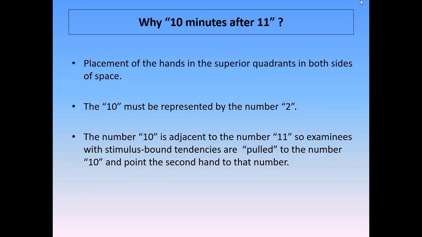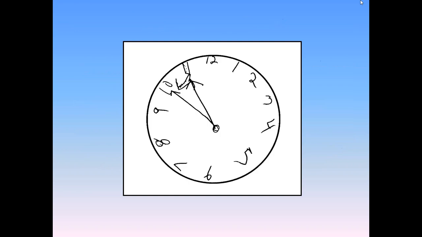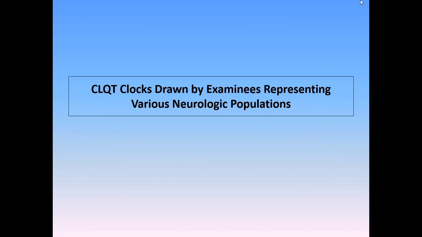And the 10 must be represented by the number 2 to do 10 minutes after. But the number 10 on the clock is adjacent to the number 11. So if the examinees have stimulus-bound tendencies, they're pulled to that number 10 sitting right beside the 11, and they point their hand to the 10, and here's an example of someone doing just that, and not pointing with the long hand to 2 for 10 minutes after.